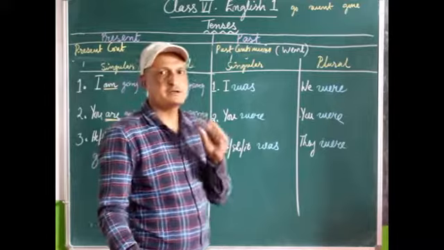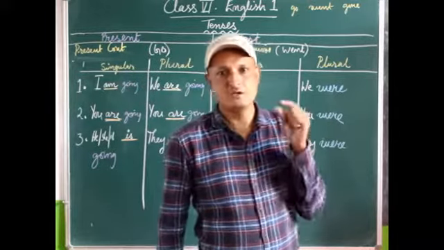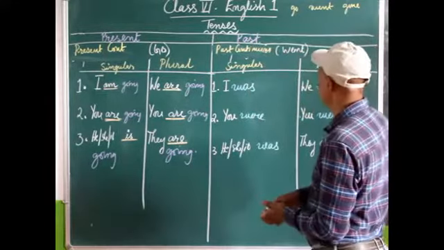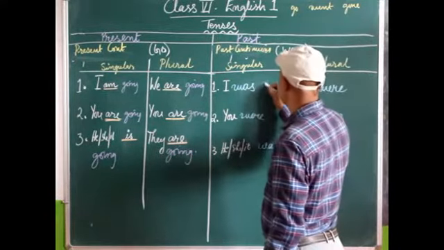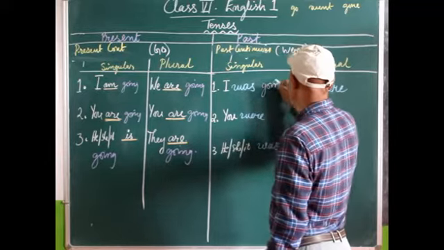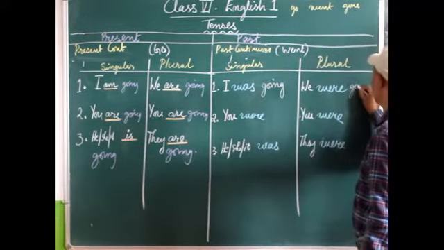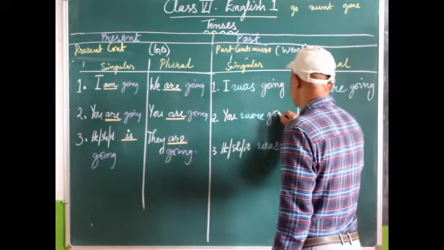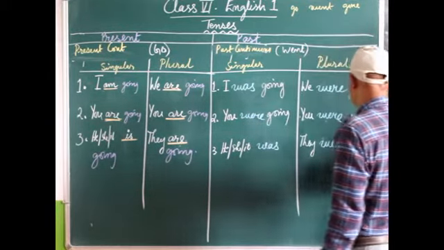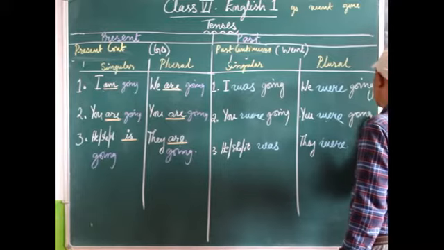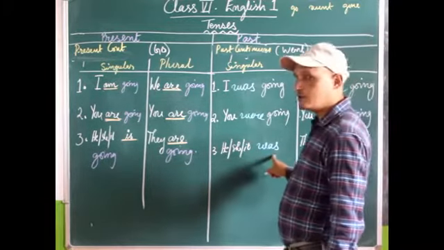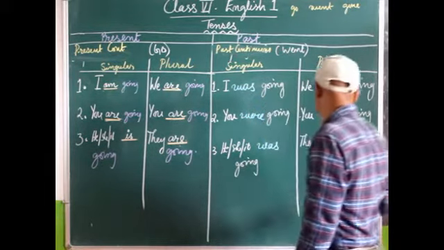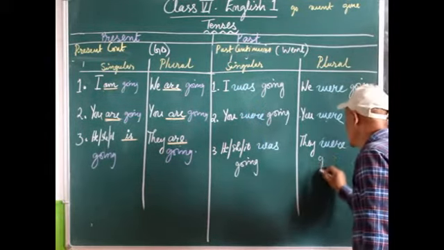And the verb remains the same, which means we add ing to the verb and have it this way. I was going. We were going. You were going. He, she, it was going. They were going.